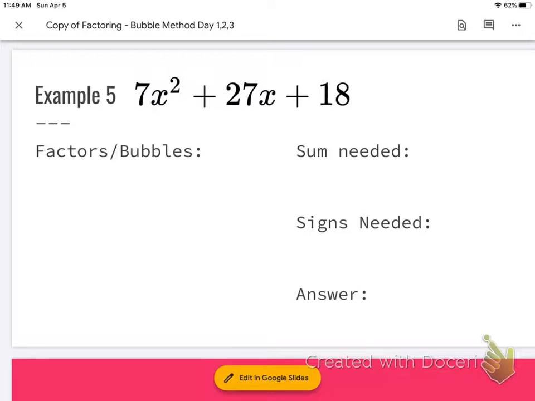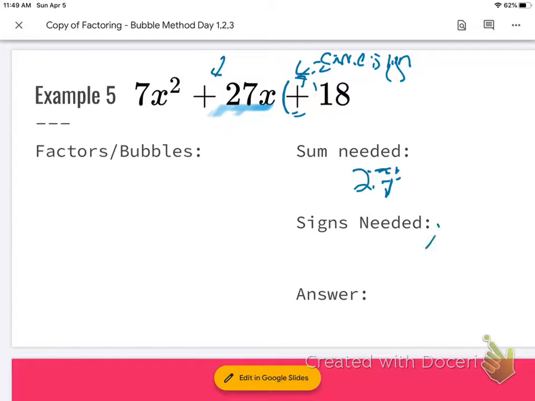Okay, number 5, our last example. So our sum has to be 27. Our signs, this tells me same sign. This tells me they're both plus, so it's going to be plus, plus. Okay, factors of 7.